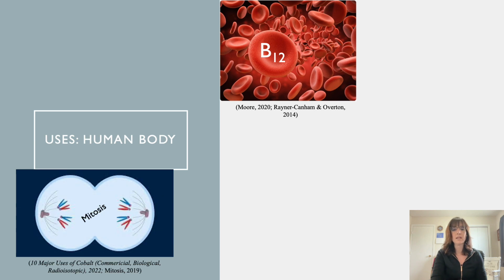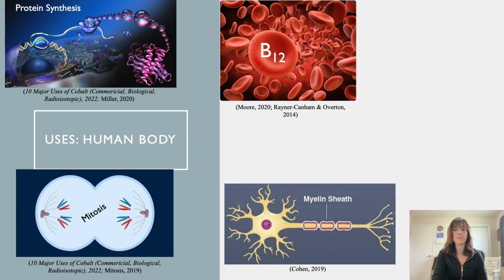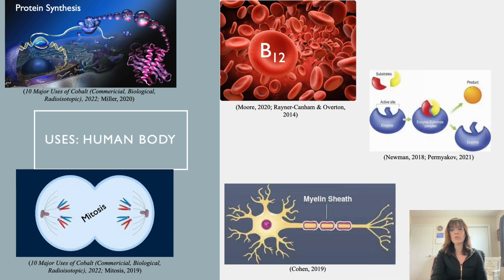Cobalt comprises enzymes vital to mitosis, which is important in making new cells. It's also used to make amino acids and proteins. Those proteins can go on to make myelin sheath and to create neurotransmitters. And most enzymes in the human body require cobalt.